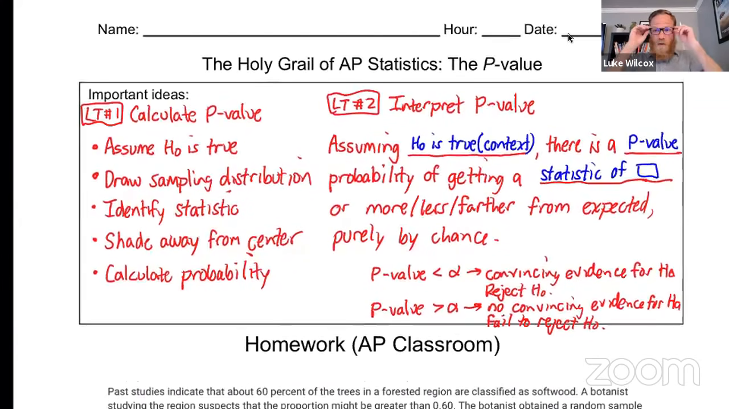So listen, I hope at this point you understand, first of all, how important the p-value is for AP statistics. It is the holy grail, the thing we've been working towards the whole year. And it is the understanding of that p-value that ultimately leads to the conclusion that you're probably used to writing at the end of a significance test.